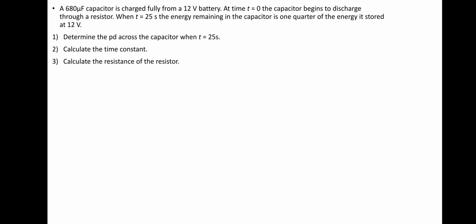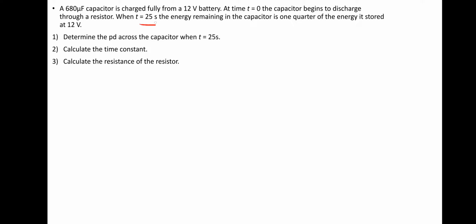So let's have a go at this question. If you want to pause, they're quite lengthy, these ones, they're quite challenging. A 680 microfarad capacitor is charged fully from a 12 volt battery. At time t equals 0, the capacitor begins to discharge through a resistor. When t equals 25 seconds, the energy remaining in the capacitor is 1/4 of the energy it stored at 12 volts. So the first thing we're going to do is to determine the PD, or the voltage across the capacitor, at t equals 25 seconds.